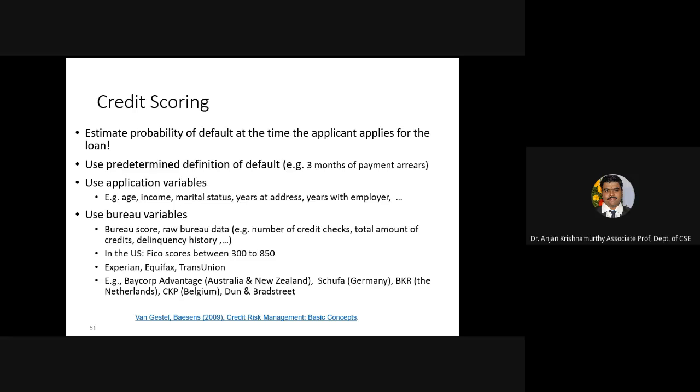And all of this is discussed elaborately in this particular book, right? In this particular article, which is by Van Gestel, Credit Risk Management Basic Concepts, right? He has explained very well how you determine the credit scoring and things like that.